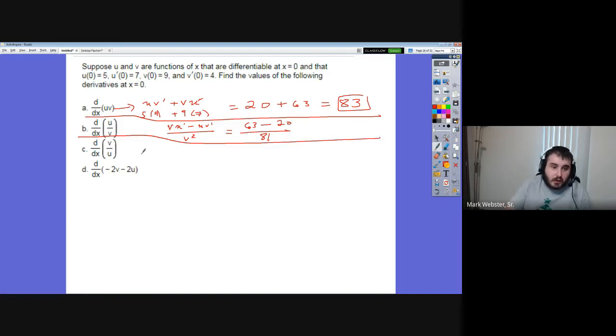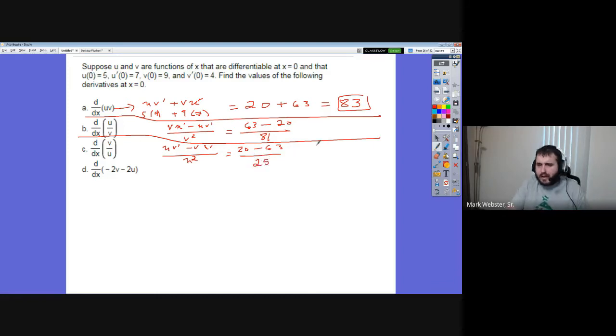Same thing here. Now it's just that the U and the V are flipped, right? So same thing up top, basically. It's just backwards from each other. We got 20 minus 63. What's U at 0 is 5, so over 25, right?